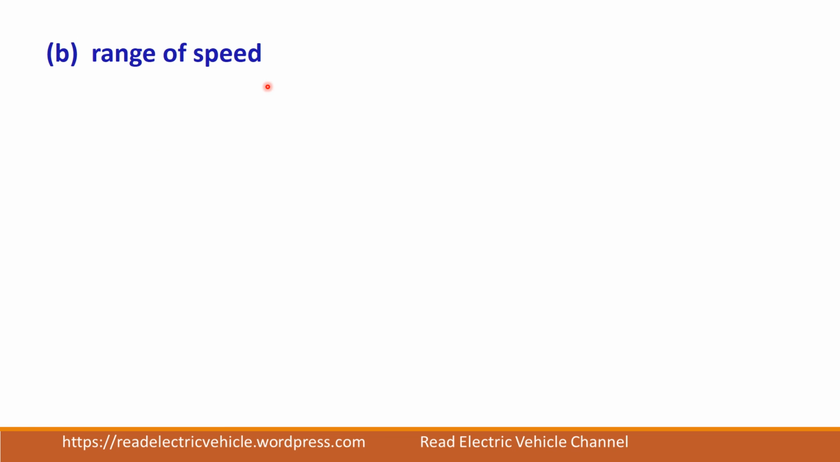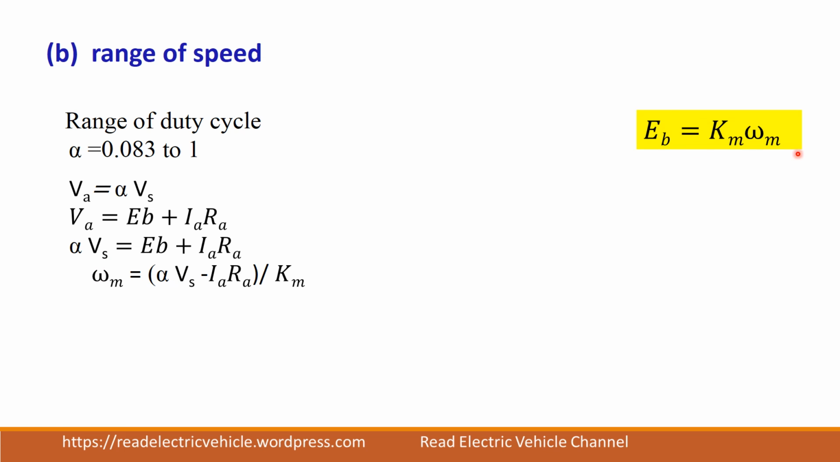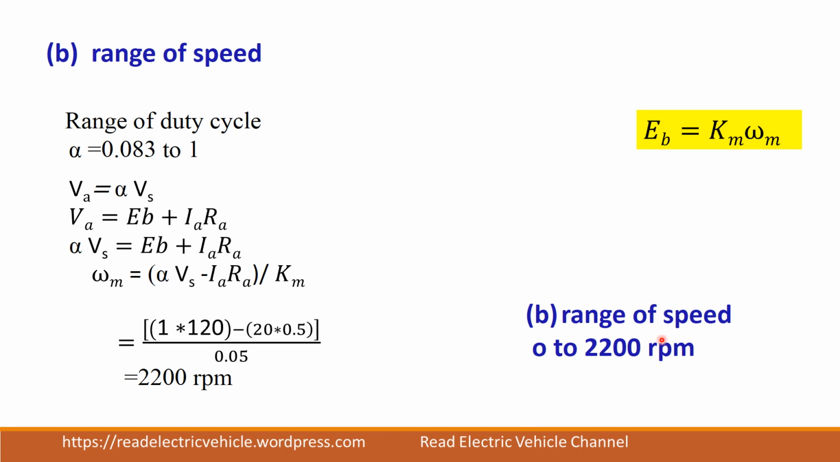Next we have to find the range of speed. We know the range of duty cycle, and at alpha equal to 0.083 our speed is 0. At alpha equal to 1 you will get the maximum speed, which we have to find out now. So same equation. From that you find omega m, because we have to find the speed. You substitute everything, you will get the speed in RPM. So this is the maximum speed, or the speed corresponding to duty cycle 1. So this is the answer.